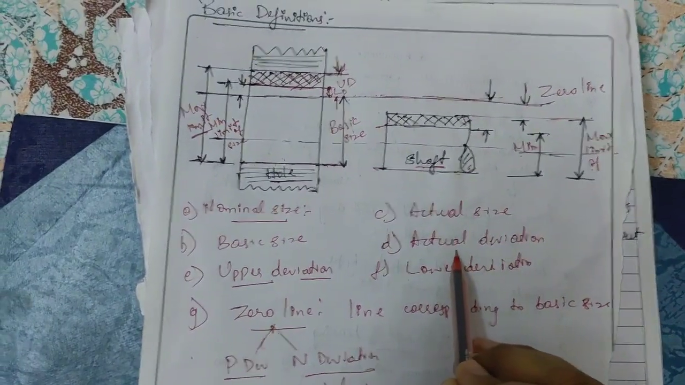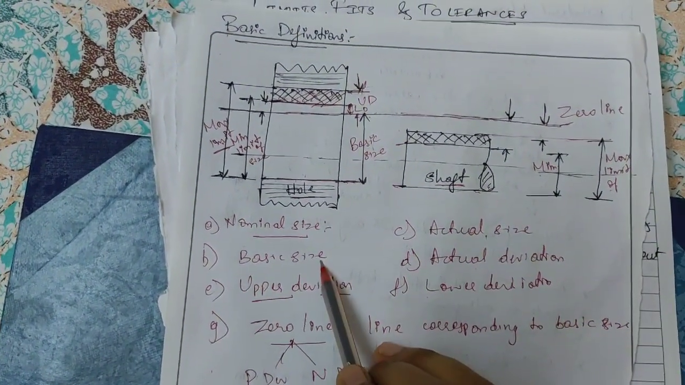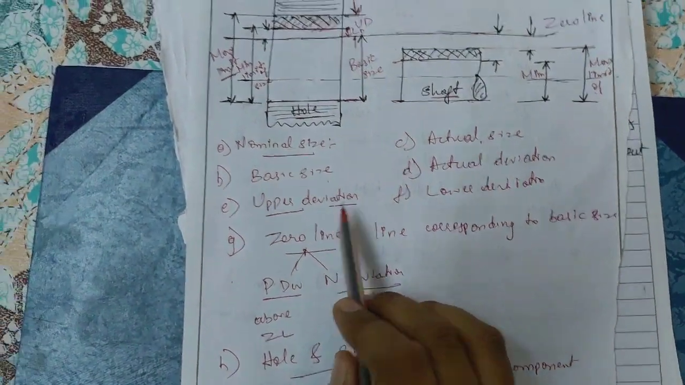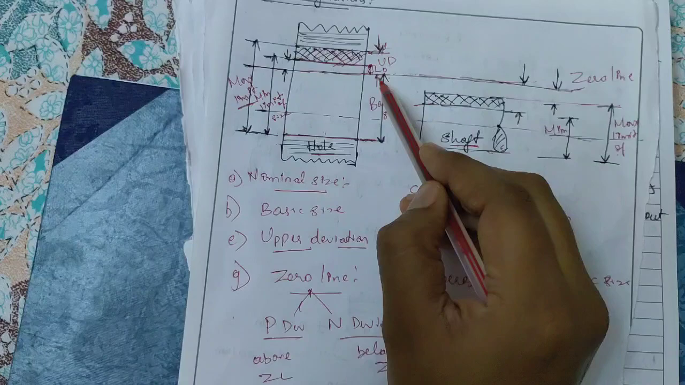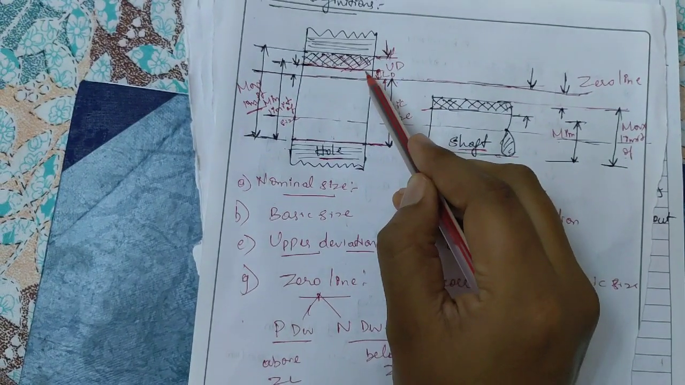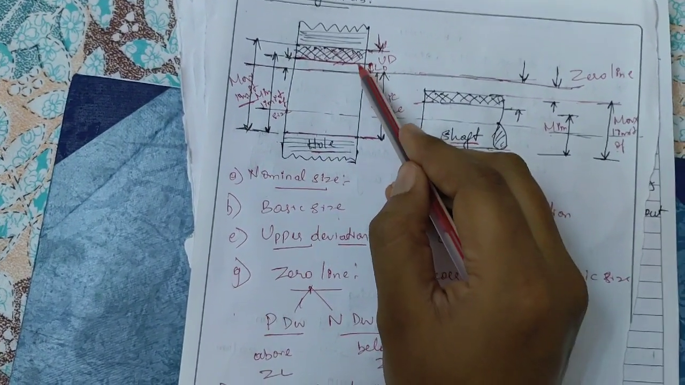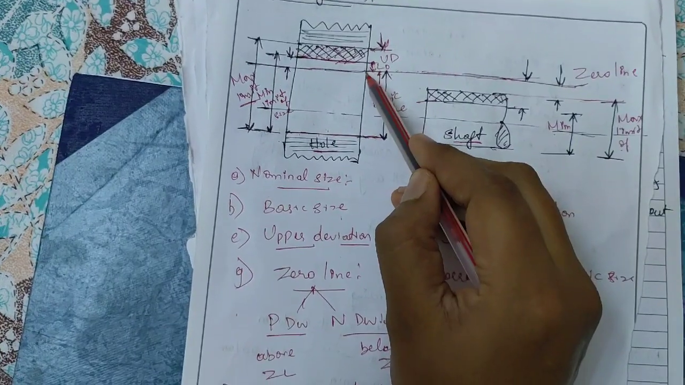And the actual deviation is nothing but what? The difference between actual minus basic. And the upper deviation is nothing but what? From the maximum limit to the basic size, from here to here. And the lower deviation is nothing but what? The minimum limit to the zero line, that is the basic size.